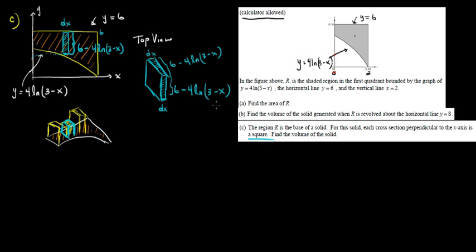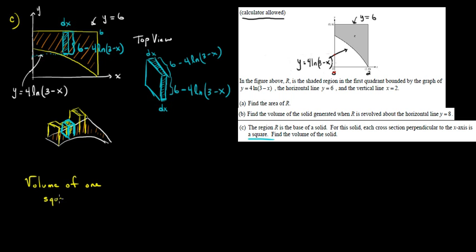Well, my question to you is, how do you find the volume of this figure here, of this solid? Well, it's just length times width times the height, right? It's just the length times the width times the height. So we can think about the volume of one of these squares.